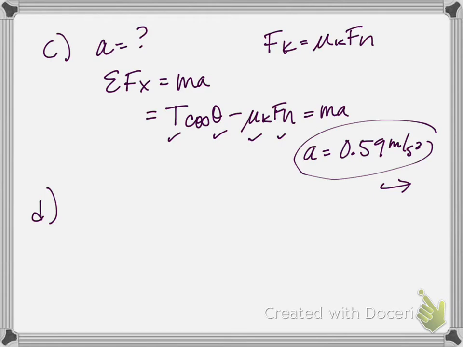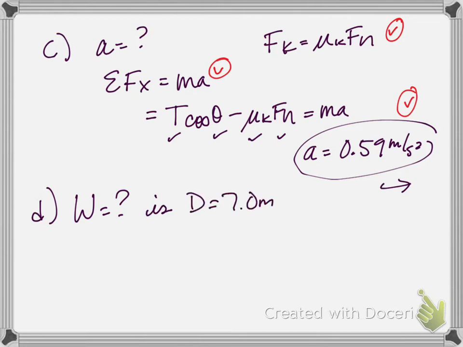1 point for the F equals ma statement. 1 point for realizing that the frictional force is equal to mu k times the normal force, and then 1 point for finding acceleration. All right, part D, how much work is done if the object is moved 7 meters horizontally? Okay, well, work is equal to Fd cosine theta.